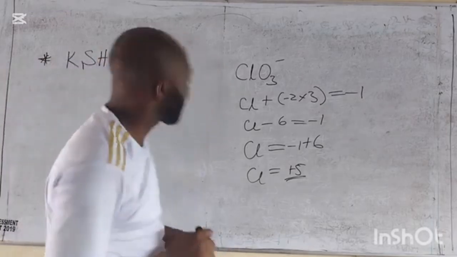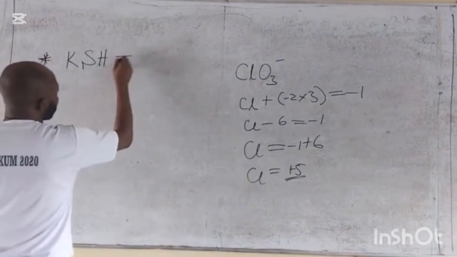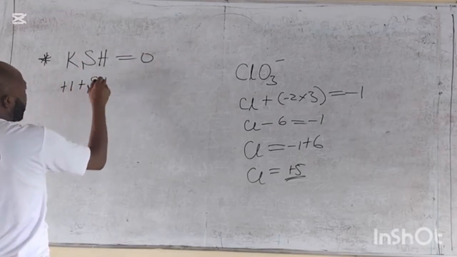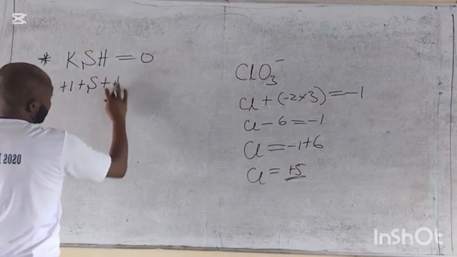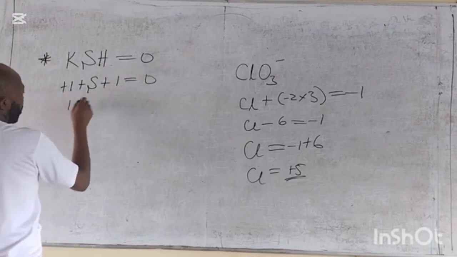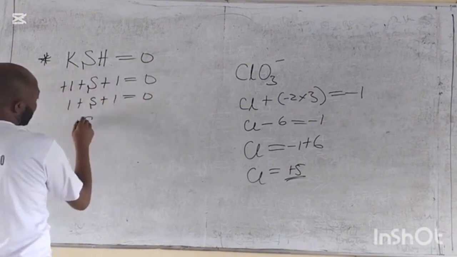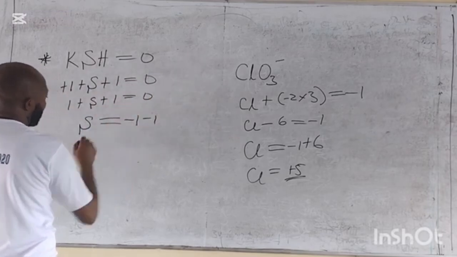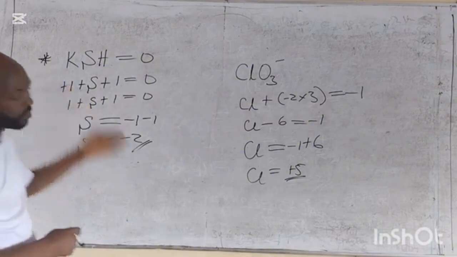Alright, so everything in its free state is equal to 0. Potassium is plus 1, plus sulfur, which we are looking for, plus hydrogen, which is plus 1. All this is equal to 0. So 1 plus x plus 1 is equal to 0. Make x the subject. This crosses over and becomes minus 1. Sulfur is equal to minus 2. There we go.